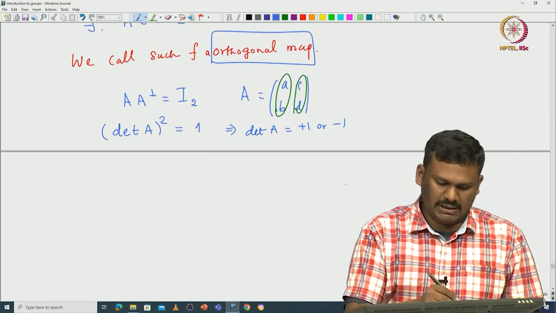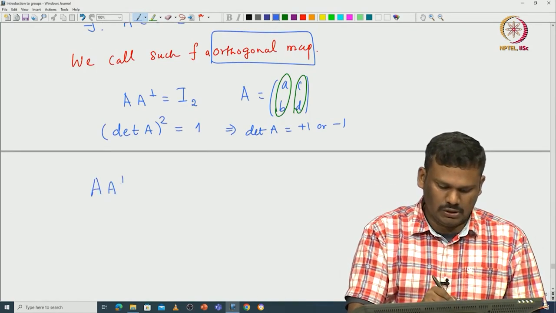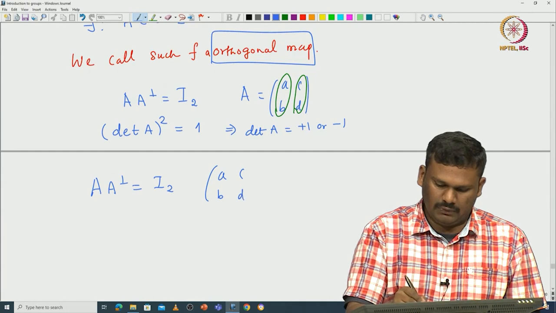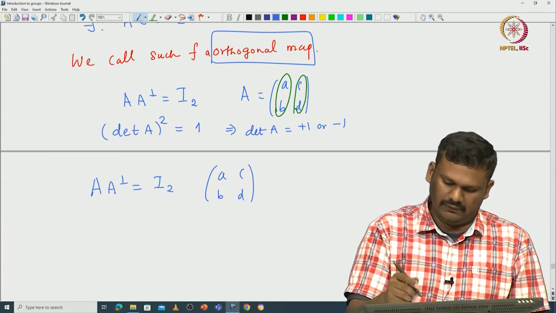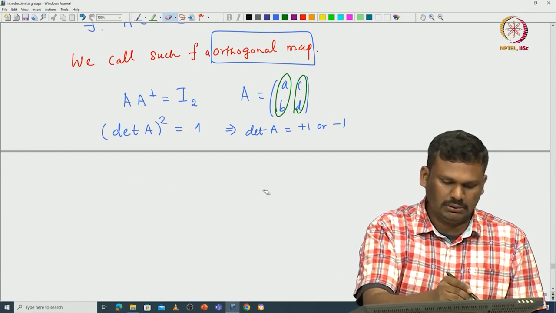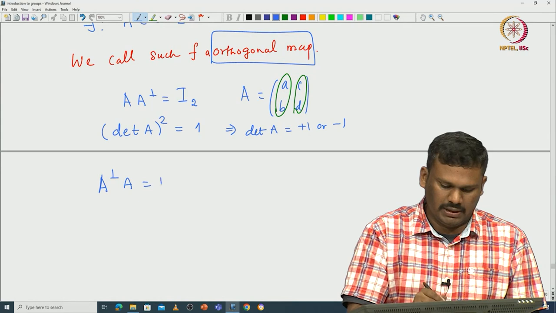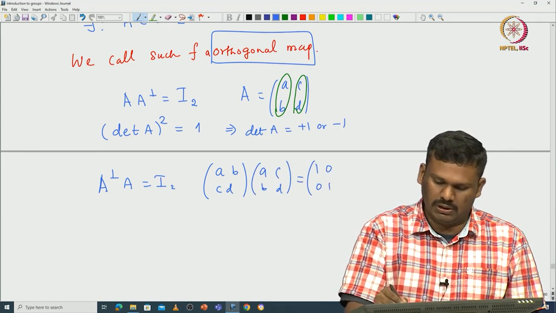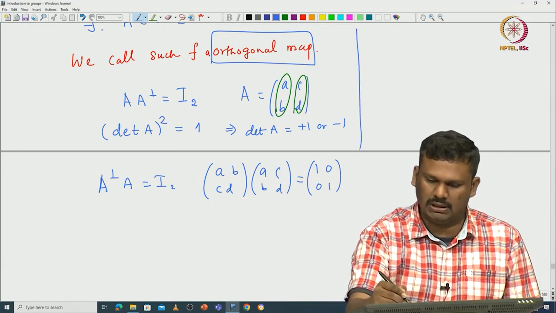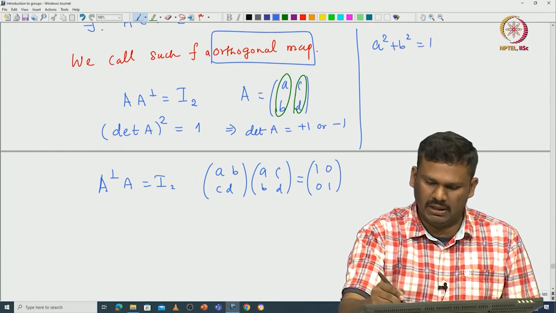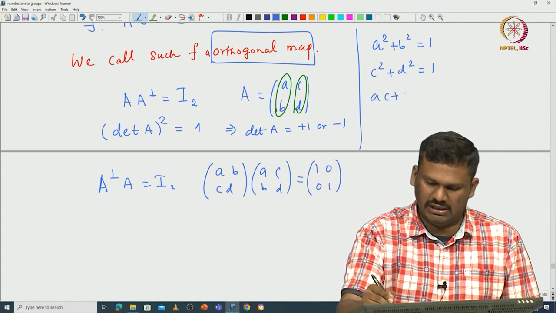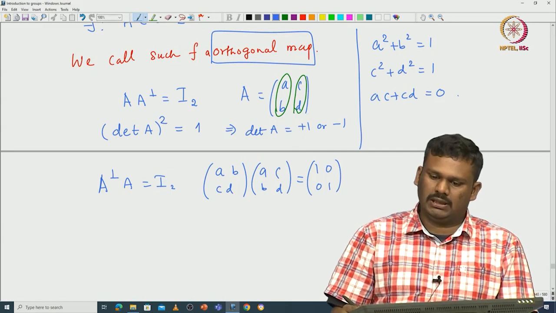Okay, so now let's write down all the properties. A transpose being identity, what does it mean? Let's rewrite this: A transpose A equal to identity. That means the matrix with entries A, B, C, D times its transpose is the identity matrix with rows 1 0 and 0 1. This gives us the following relations: A square plus B square is 1, C square plus D square is 1, and AC plus BD is 0. These are all the three conditions.